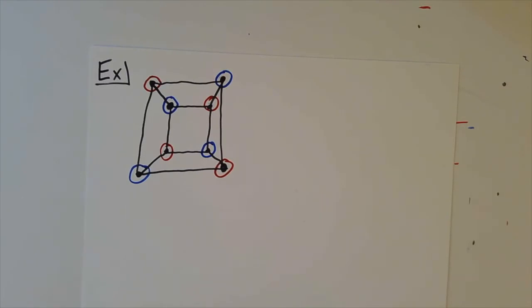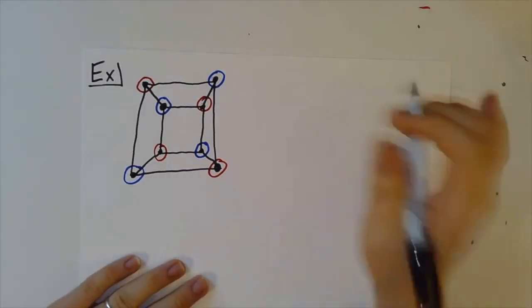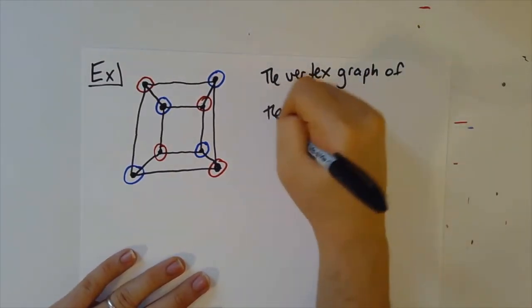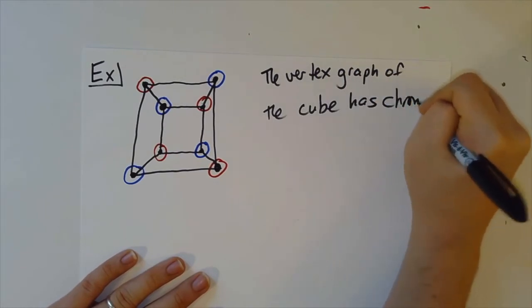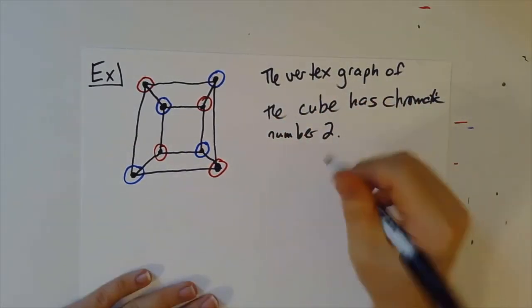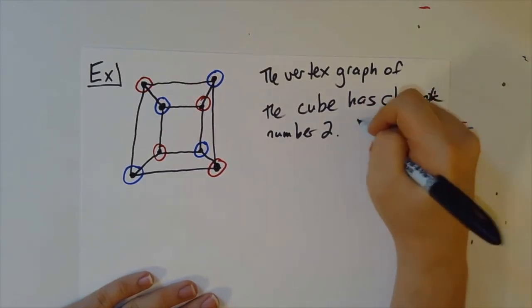And I definitely can't do it in one color. So in fact, the cube has chromatic number 2. Okay, and so again, you could interpret that to mean that it's bipartite.